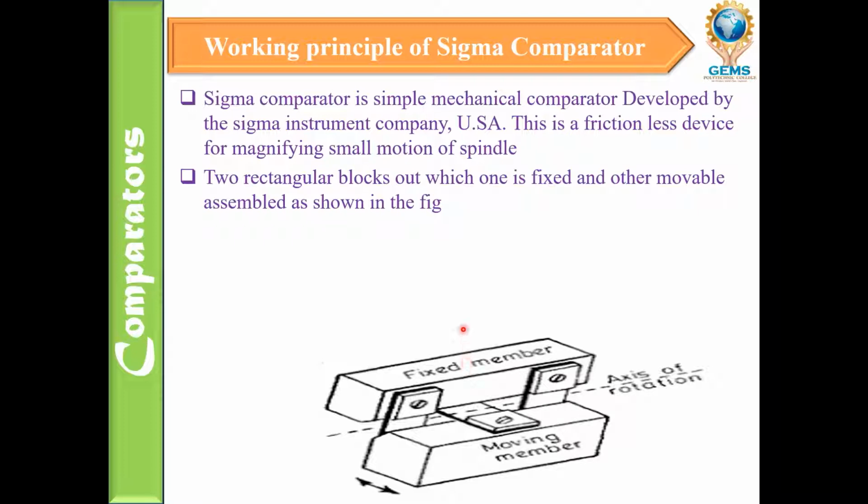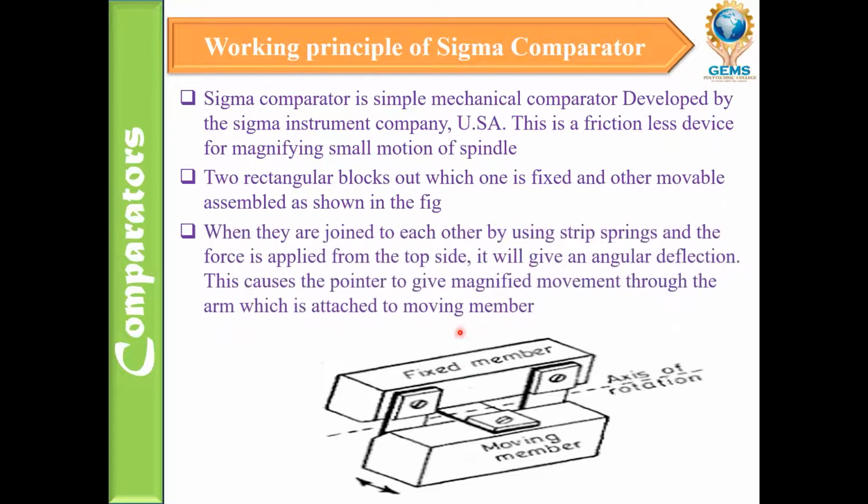If you see this picture, we have a fixed member and one moving member. When they are joined to each other by strip springs and a force is applied from the top side, it will give an angular deflection. This causes the pointer to give a magnified movement through the arm which is attached to the moving member.